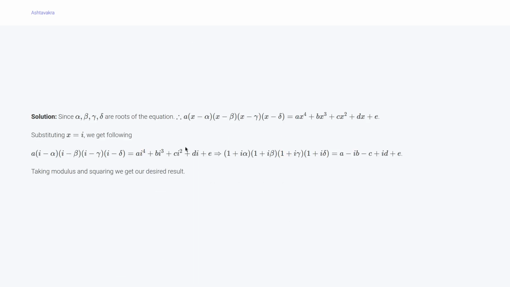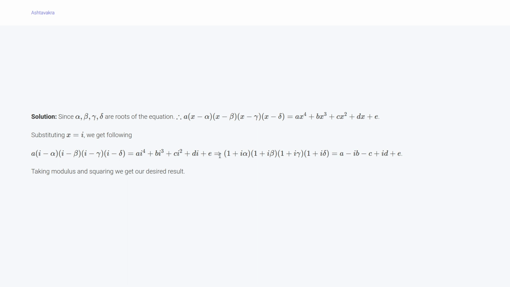From polynomials, we know that if alpha, beta, gamma, delta are the roots of the given equation, then a into x minus alpha into x minus beta into x minus gamma into x minus delta is equal to x to the power 4 plus bx cube plus cx square plus dx plus e. Now we substitute x is equal to i. We get our left hand side as a into i minus alpha into i minus beta into i minus gamma into i minus delta is equal to a i to the power 4, that is a, plus b i cube, that is minus bi, plus c i square, minus c, plus di plus e.